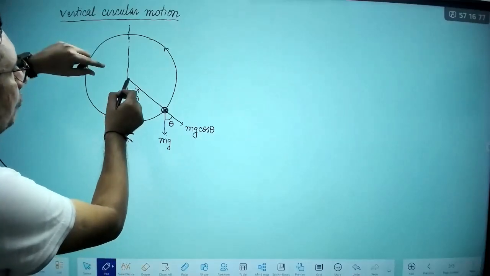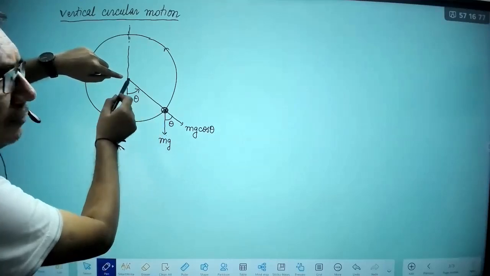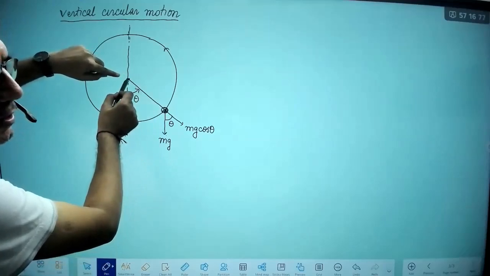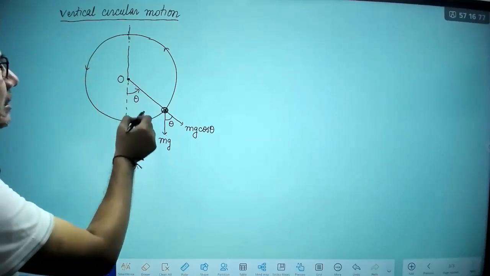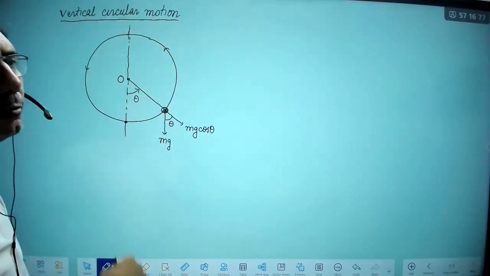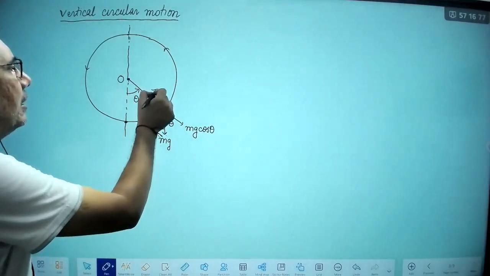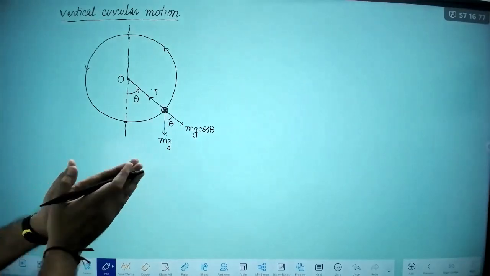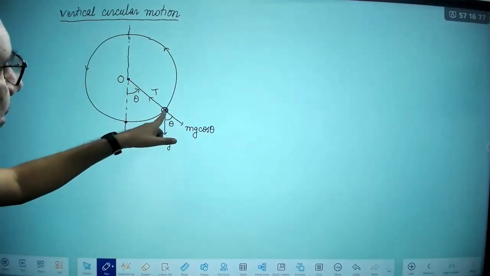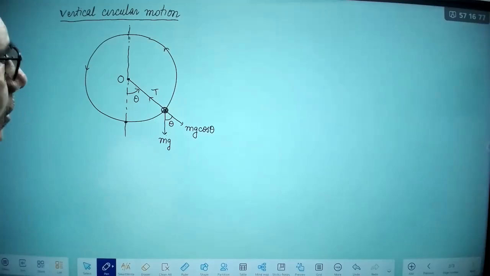Here I am assuming that this mass is attached with a string. One end of the string is attached with this mass and the other end is fixed here at point O. This string is helping the mass M to undergo vertical circular motion. Because the string is here, a tension is going to act. Tension is always having a pulling effect, so on this mass, tension is going to act in this direction.